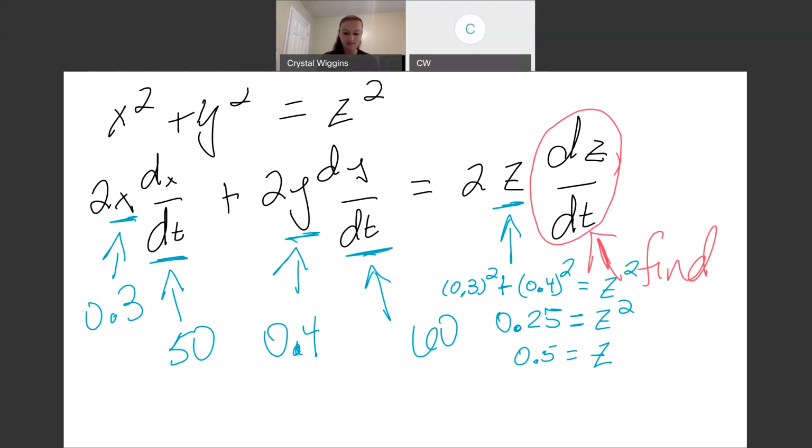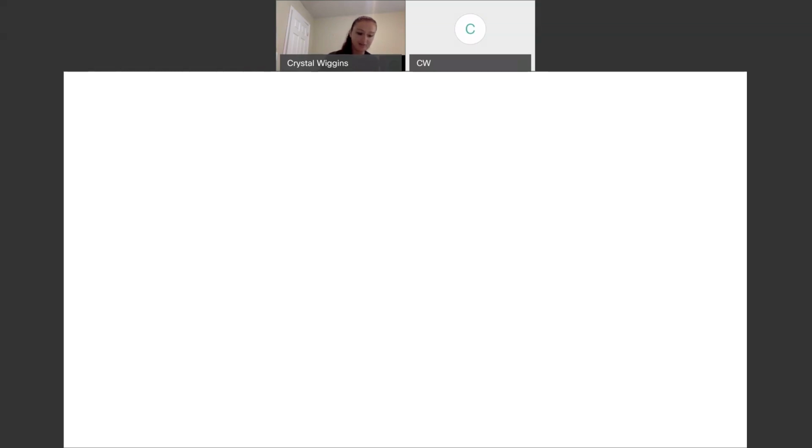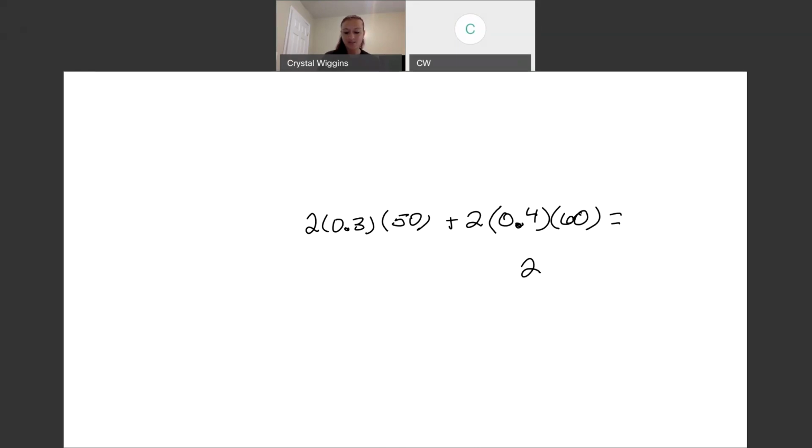So let's do that. Okay, so we have 2 times x, which is 0.3, times dx dt, which is 50 miles per hour, plus 2 times y, which is 0.4, times dy dt, how fast car B is going, and car B was going 60 miles per hour, is equal to 2 times z, which we just calculated to be 0.5, times dz dt, which is what we're trying to solve for.